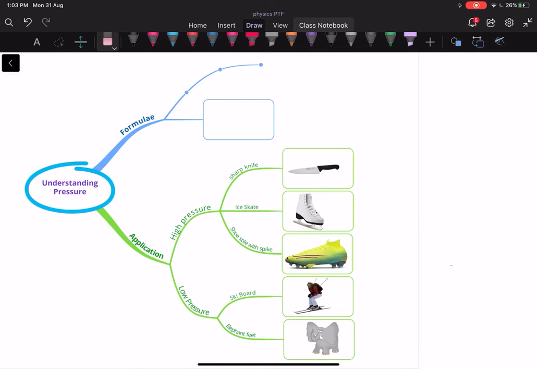Hi students, today we'll look into another concept of pressure where we'll understand what exactly pressure is. So first of all, before we even go into the formula, let's look at apa itu maksud tekanan. Tekanan menyatakan bahawa daya yang bertindak secara normal per unit luas.